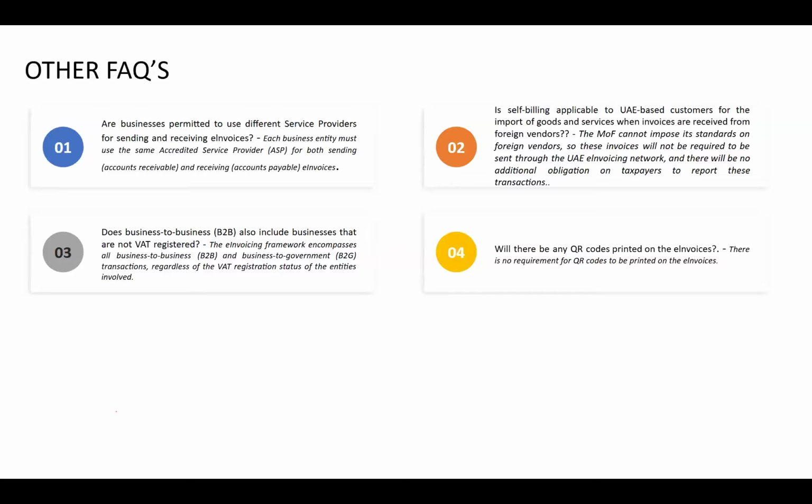Another question, which she has already answered earlier: will the QR code need to be printed on the invoice? The answer is no, it is not required as of now under the UAE e-invoicing regulations. So these are all the commonly asked questions we have covered here. We will cover your specific questions after we finish the explanation.